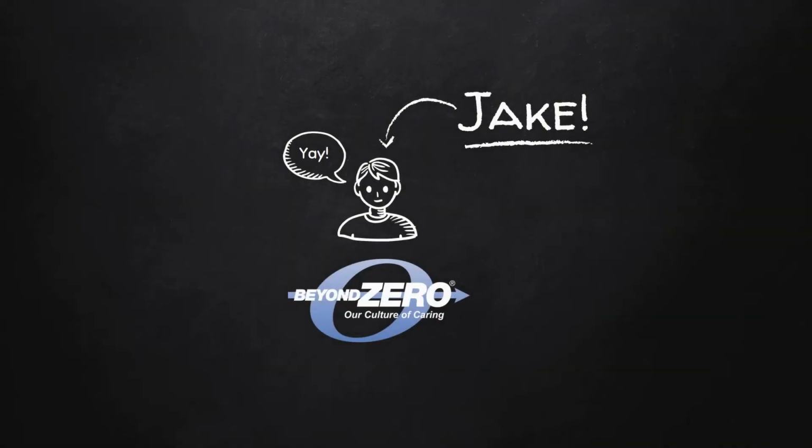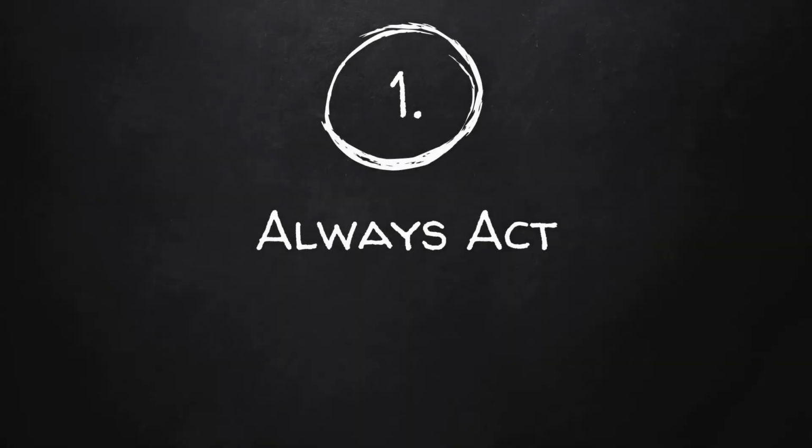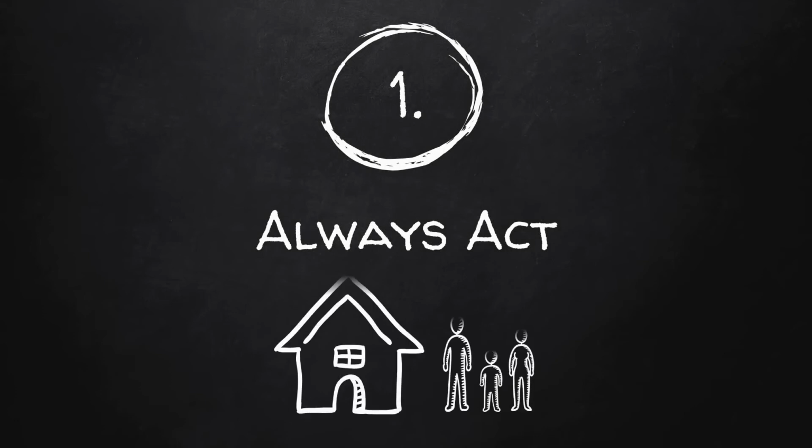Now let's recap some key points. Number 1, always act. If you see something, say something. We all care about each other and should stay vigilant in keeping each other safe so that we can all return home safely to our families.